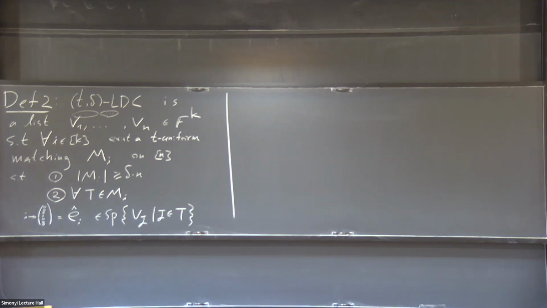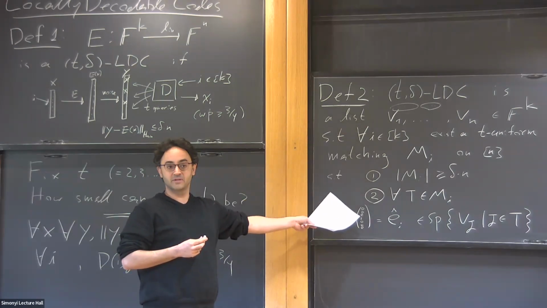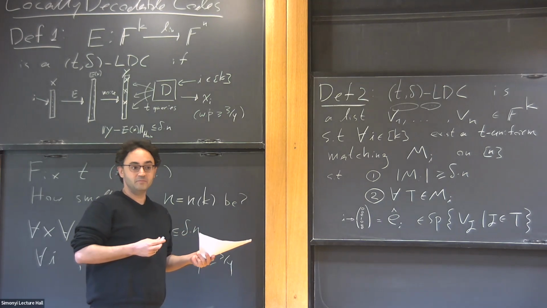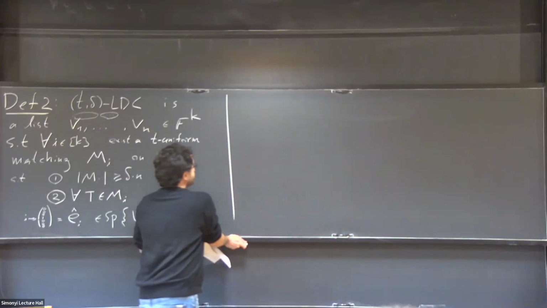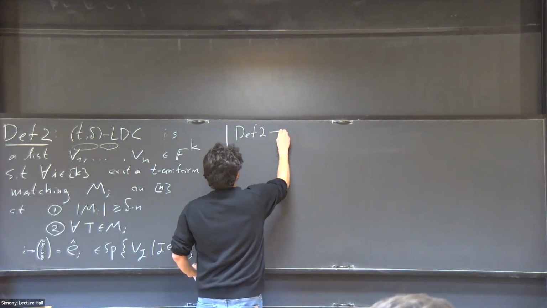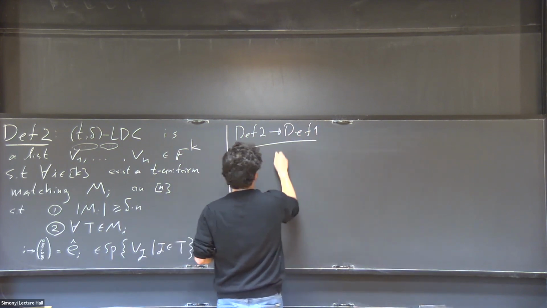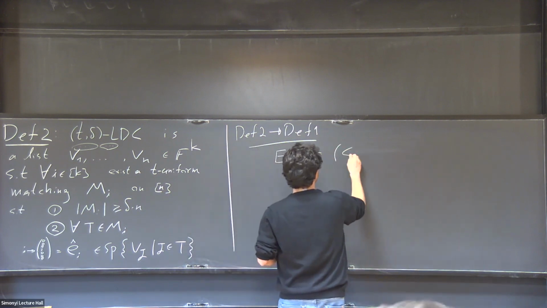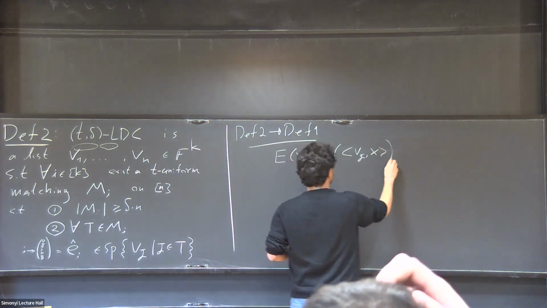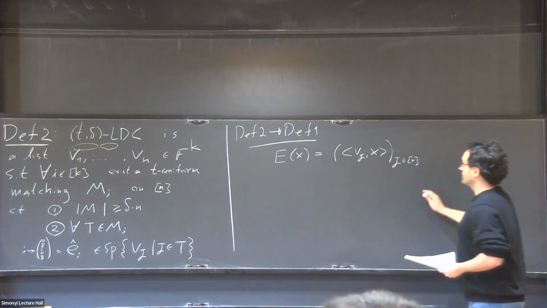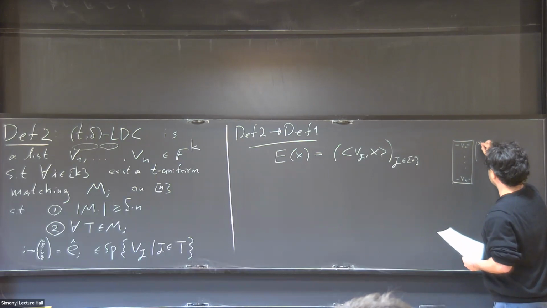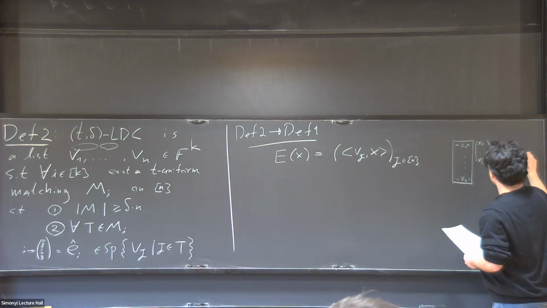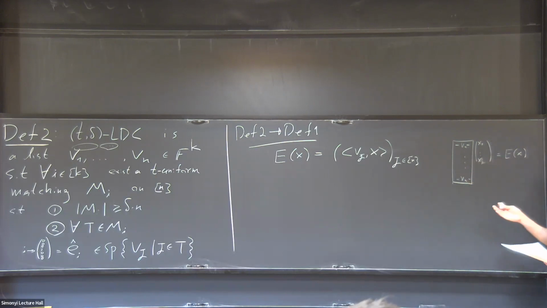So let's try. One direction is easy. If I have such a family of vectors, what would be the corresponding linear map? This would be the rows of the matrix. In other words, if I want to show that definition 2 implies definition 1, I can define E of x to be the inner products <v_j, x>, j in [n]. In other words, the mapping E of x has the rows v_1 up to v_n. It's called the generating matrix of the code. And then what would be the decoder? What would D do?